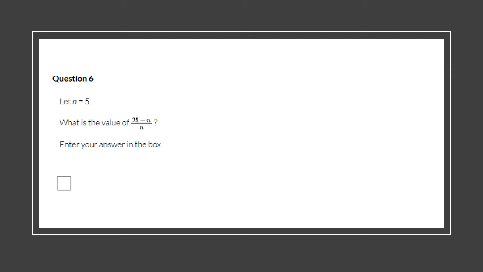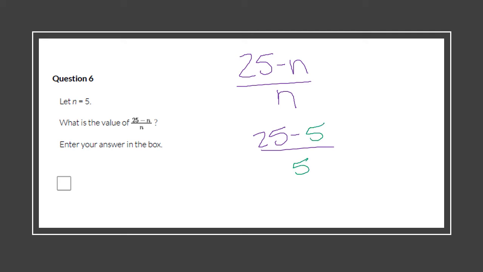So this one says let n equal 5. So this one says 25 minus n over n. So I'm just going to rewrite it. And I'm going to plug in 5 everywhere I saw an n. So here and here. Okay, so now I can solve. I'm going to solve the top first. 25 minus 5. That's 20. And the bottom, there was nothing to solve. Now I've just got to simplify. 20 divided by 5. That gives me 4. So my answer here is 4.